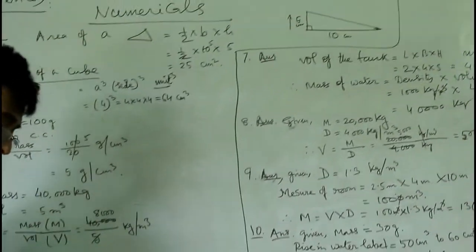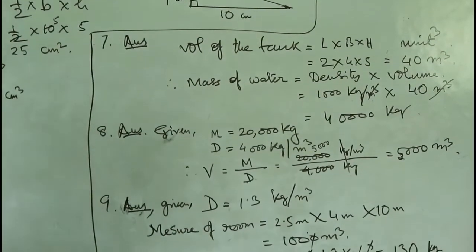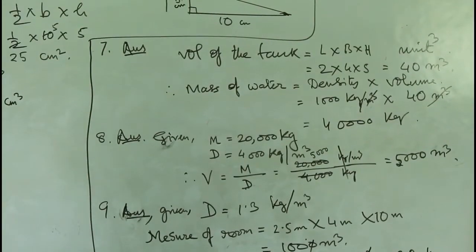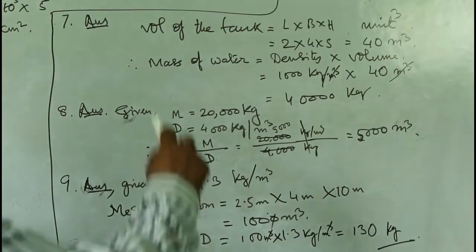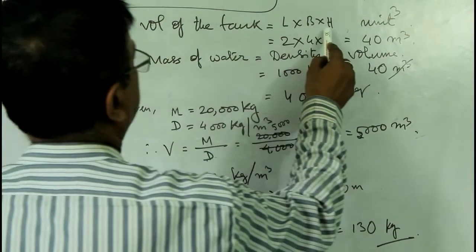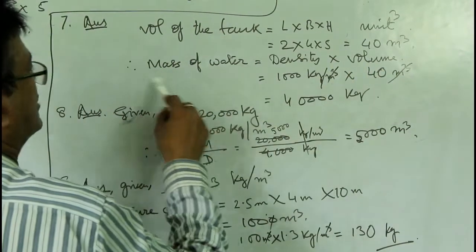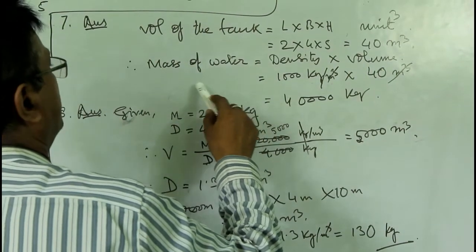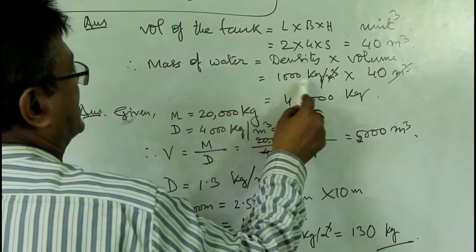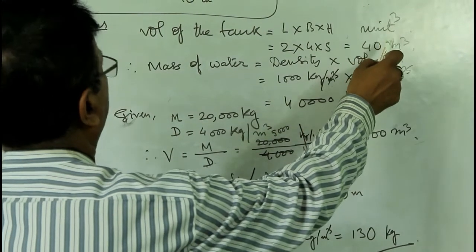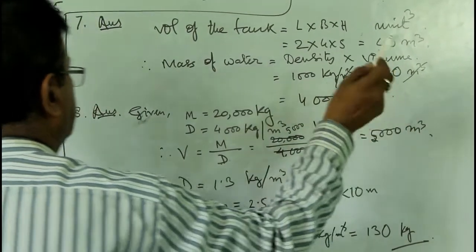Well, next is question number 7. A water tank measures 2 meter by 4 meter by 5 meter. What mass of water can it contain if the density of water is 1,000 kg per meter cube? So here, the volume of the tank is length into breadth into height, that means 2 into 4 into 5 means 40 meter cube. The mass of water will be density into volume. Density is given 1,000 kg per meter cube into the volume, 40 meter cube. So meter cube cancels. 1,000 into 40, 40,000 kg is the answer.